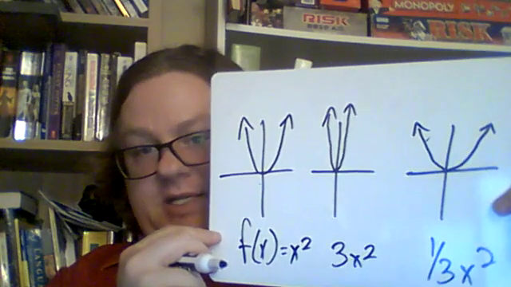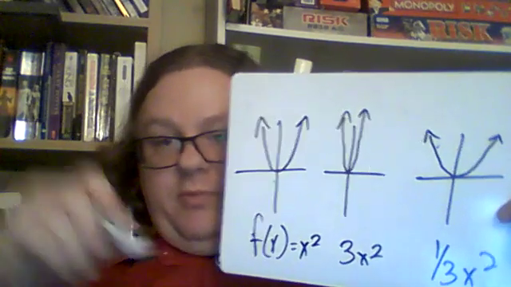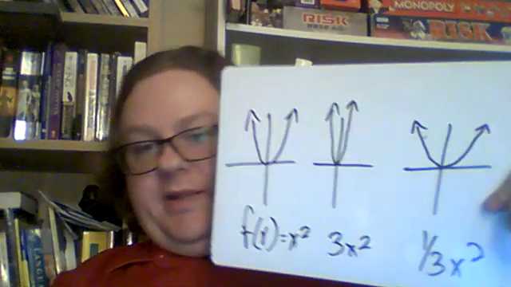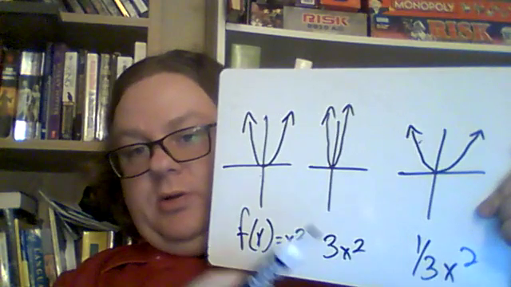Those are just some basic concepts. The number after it moves it up and down, and then the number in front of it will shrink it or open it up.